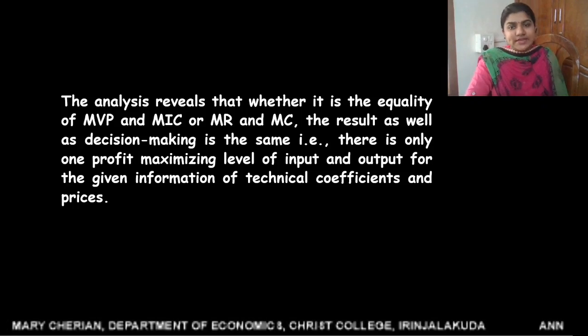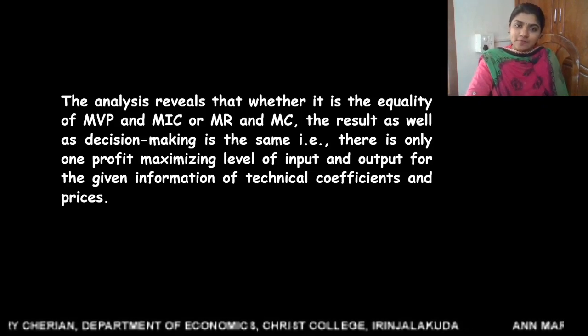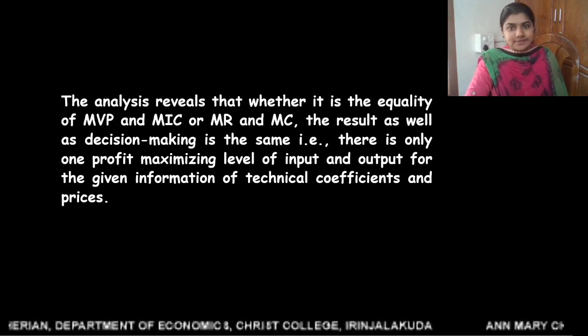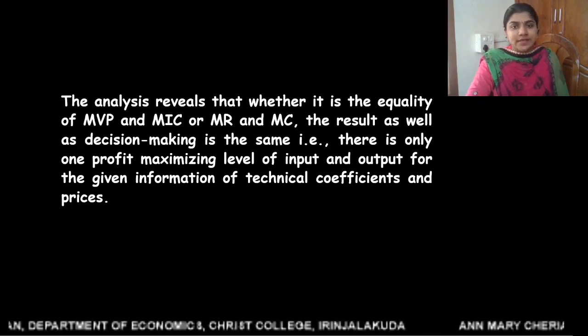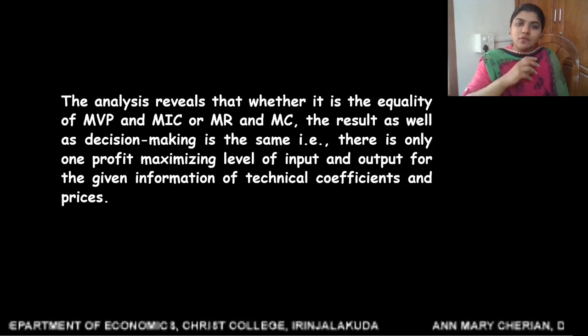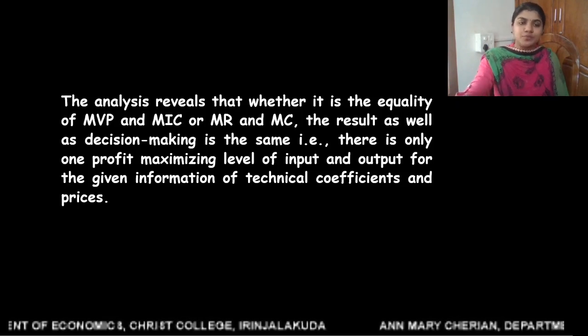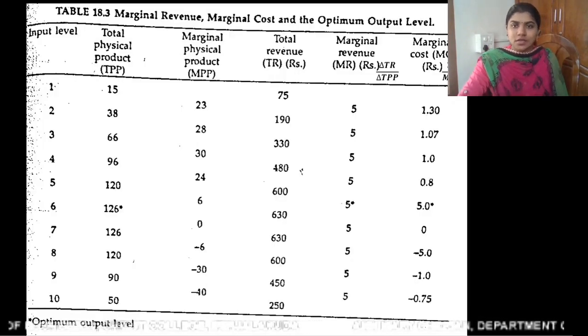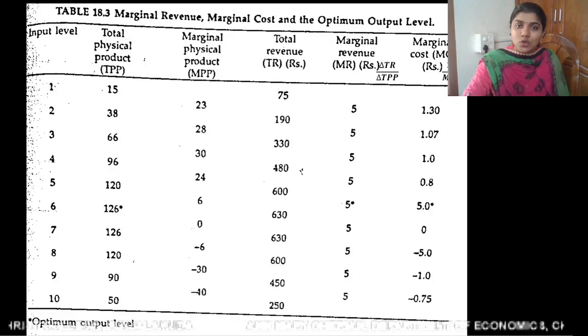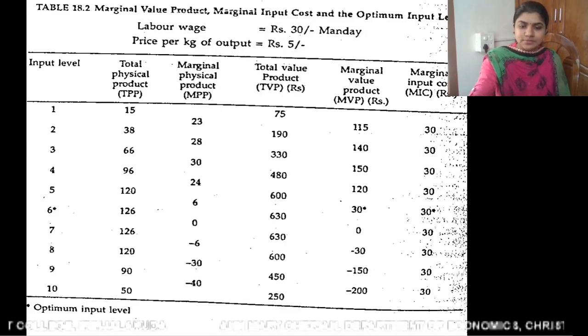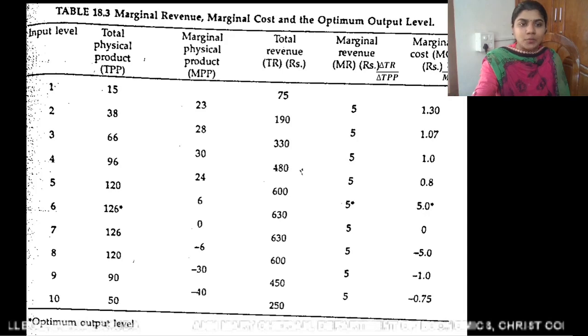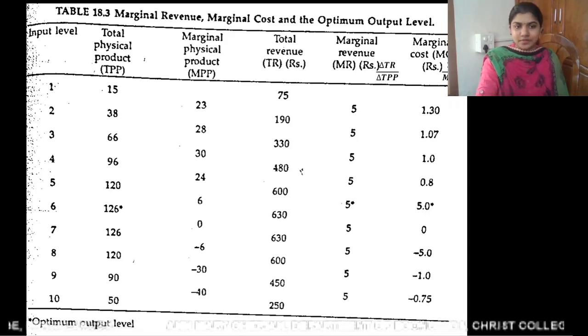The analysis reveals that whether it is the equality of MVP and MIC or MR and MC, the result as well as the decision making is the same. That is, there is only one profit maximizing level of input and output for the given information. In this table, we can see that the profit maximizing or optimum level of output is 126 and the corresponding input level is 6. So the optimum input level is 6 and the optimum output level is 126.